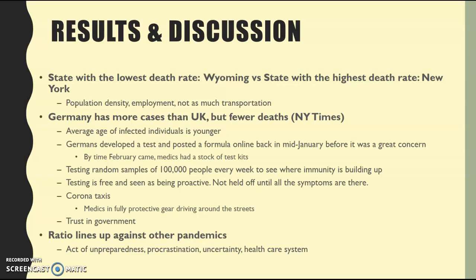They also are testing random samples as of late April. They're testing random samples of 100,000 people every week, so they want to see where the immunity is building up and where they need to put more focus and resources. And testing is free in Germany. Testing people is seen as proactive, so they're not waiting until symptoms are already there. If you want a test or if you think that you're about to show a symptom, it's very easy to access a free test.